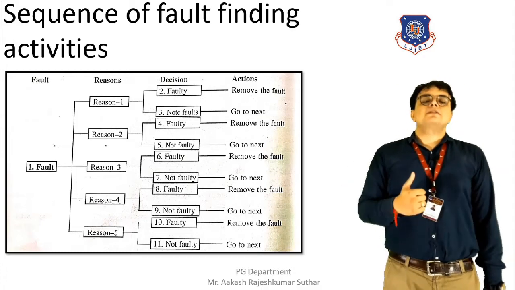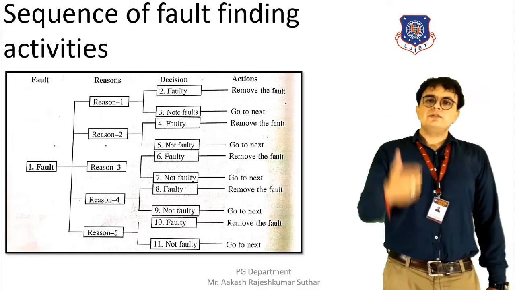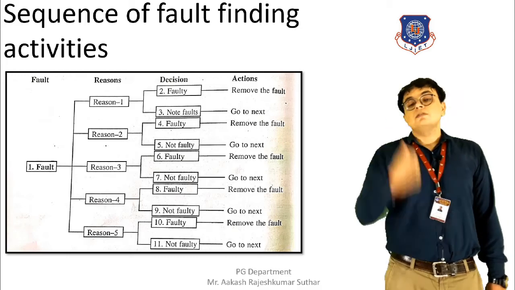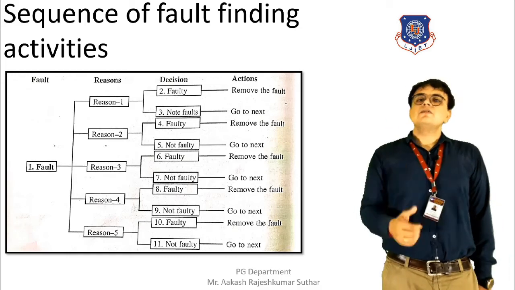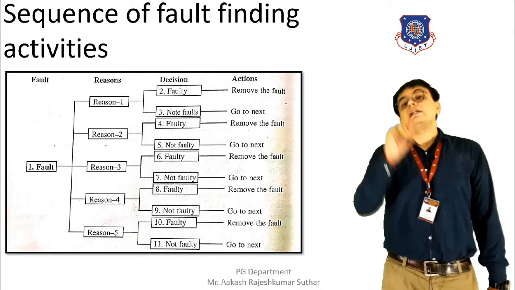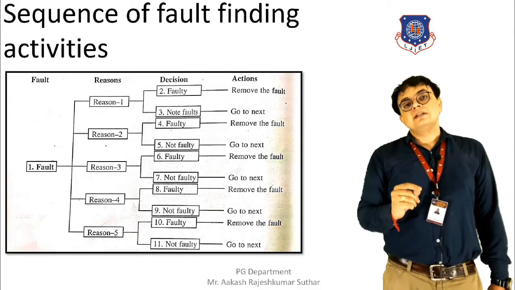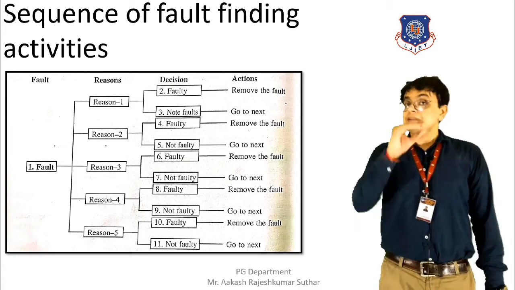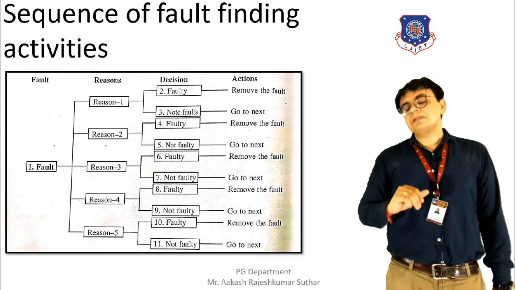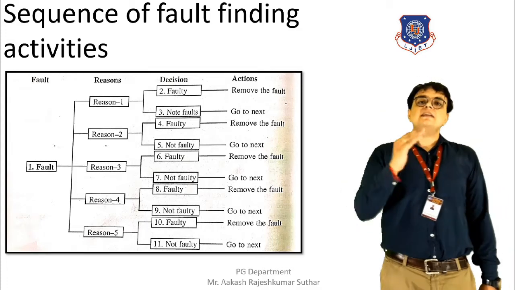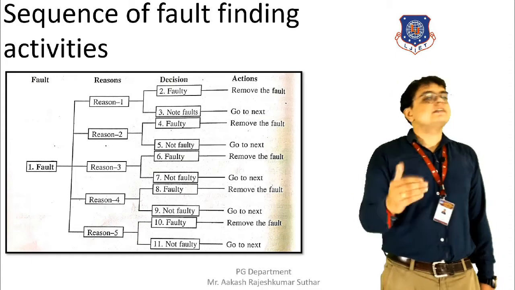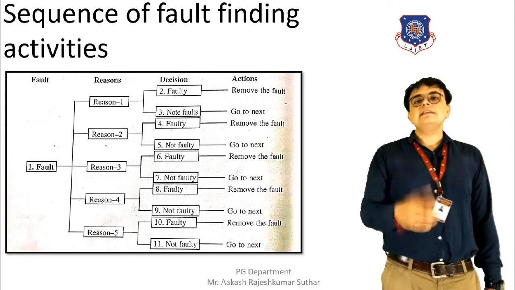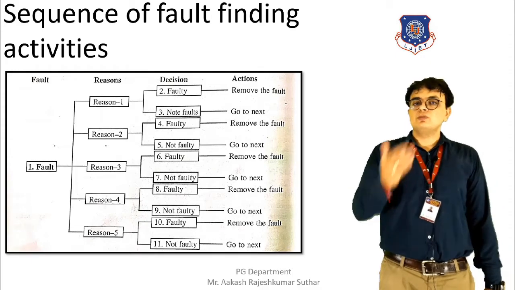Similarly, for reason 3, if the reason was found guilty for the occurrence of the fault, then we should write faulty in the decision. That means we have found the fault and need to remove it. But if that reason is not found responsible for the occurrence of the fault, then we should write not faulty, and in the action we should move towards the next fault.